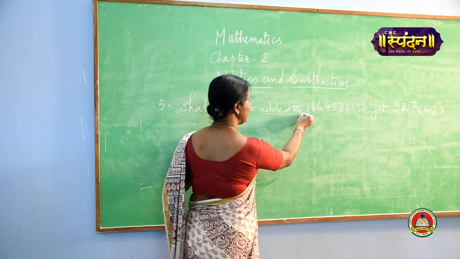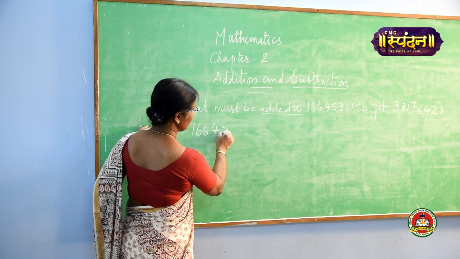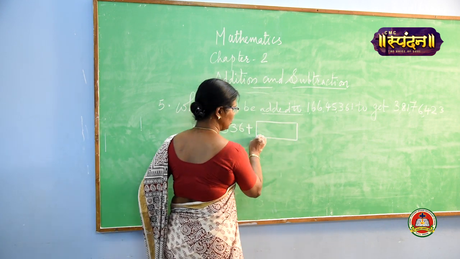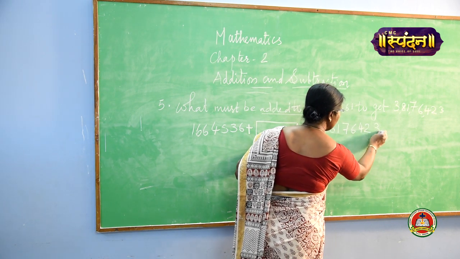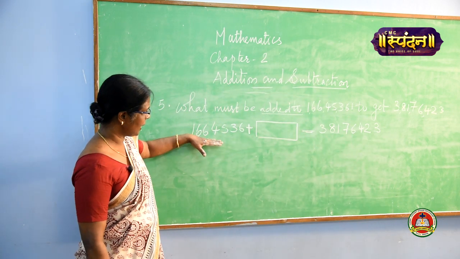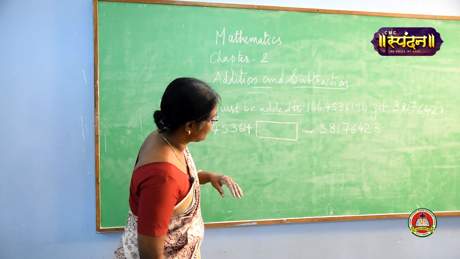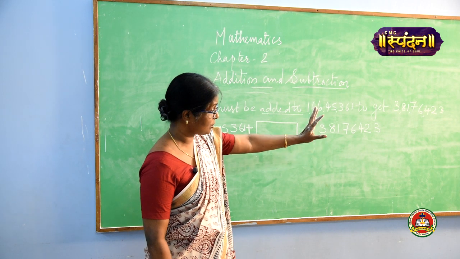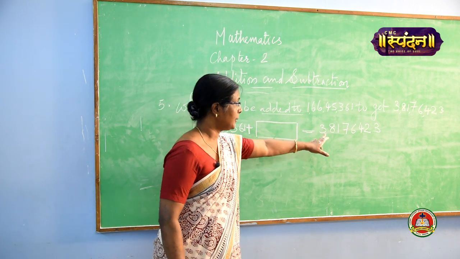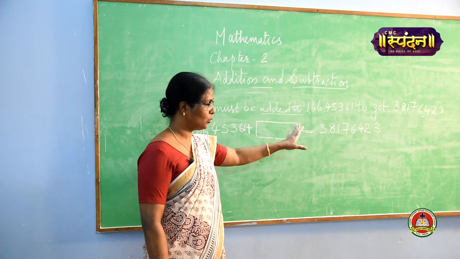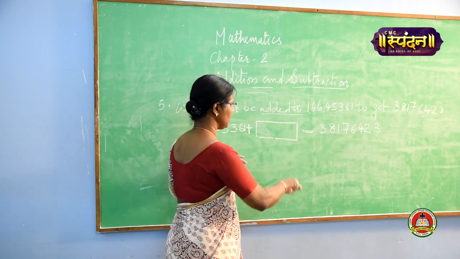Here, even though it is given what must be added to, it does not mean that you have to add here. Here, if I write it, 1,66,45,361 plus some number you have to do here, then only you will get the other number, that is 3,81,76,423. You don't have to add these two numbers to get the missing number, you have to subtract. Here you already know the result, you want to find the addend. In this case, if you subtract this number from this number, you will get this number.